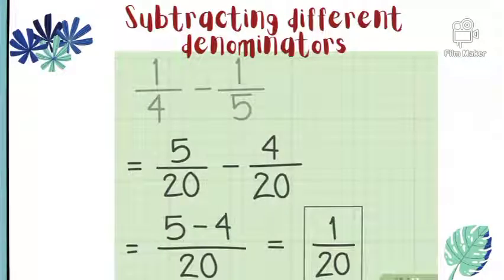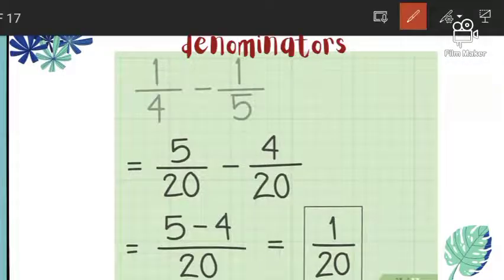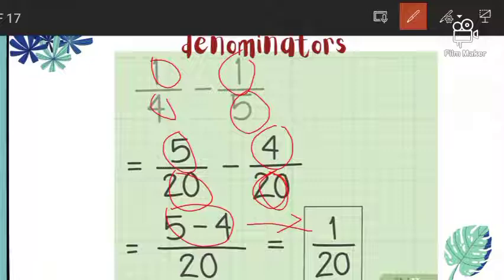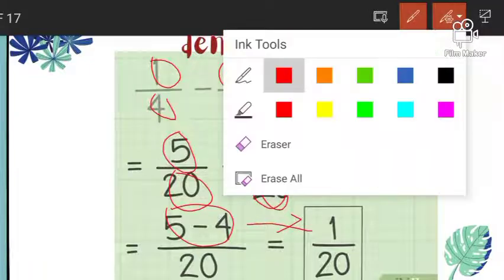Let us subtract fractions with different denominators. Like we did earlier, we find the LCM of 4 and 5, which is what? 20. Then 20 divided by 4 is 5. 5 times 1 gives 5. 20 divided by 5 is 4. 4 times 1 is 4. And now 5 minus 4 is 1, which is now 1 over 20.